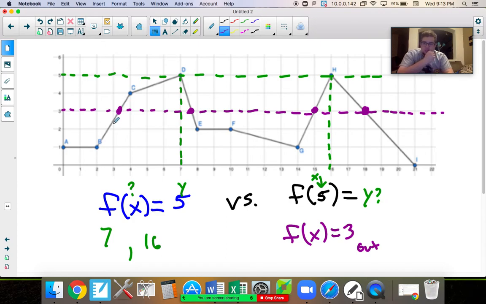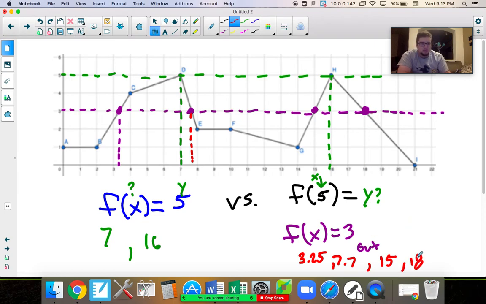So let's start with this left one. It comes straight down. It's a little bit between 3 and 4, not quite halfway. So I'm going to say that one of my answers is 3.25. This next one, not quite 8, more than 7, maybe 7.7. This one, perfectly 15, and this one, perfectly 18.